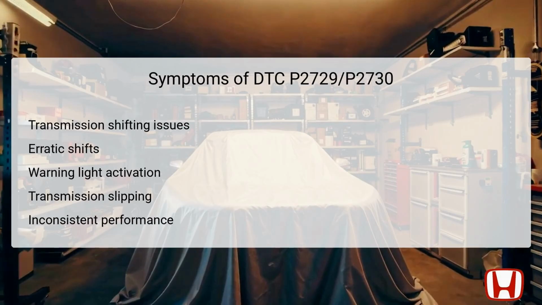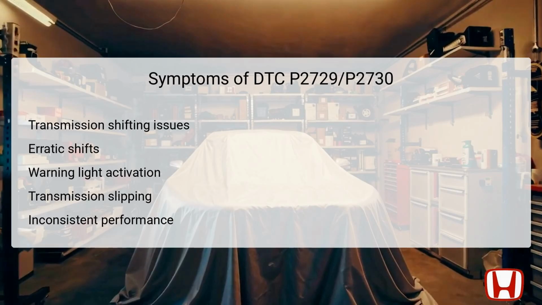Drivers may experience several symptoms when DTC P2729 or P2730 is triggered. One common sign is noticeable transmission shifting issues, where the vehicle may fail to shift gears properly or experience erratic shifts. This can lead to a rough driving experience, as the driver may feel unexpected jolts or shifts during acceleration.